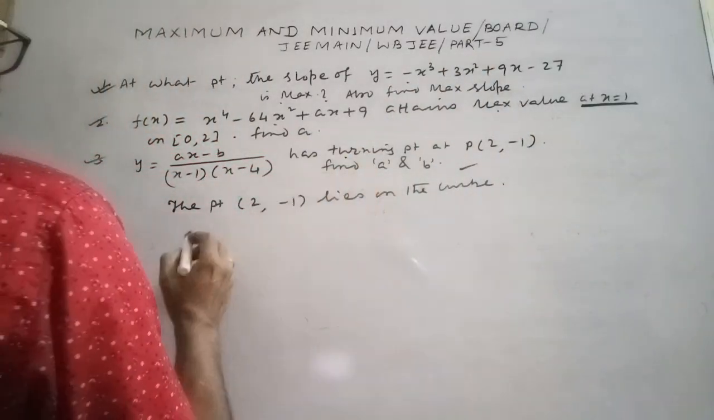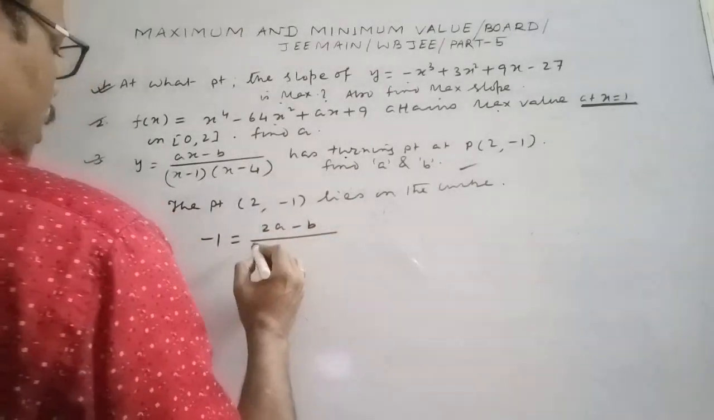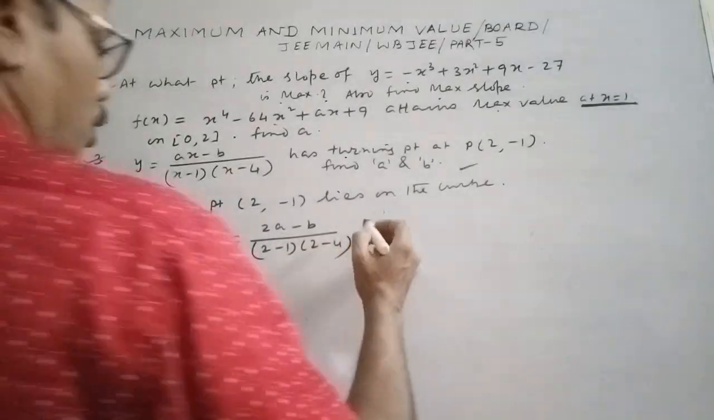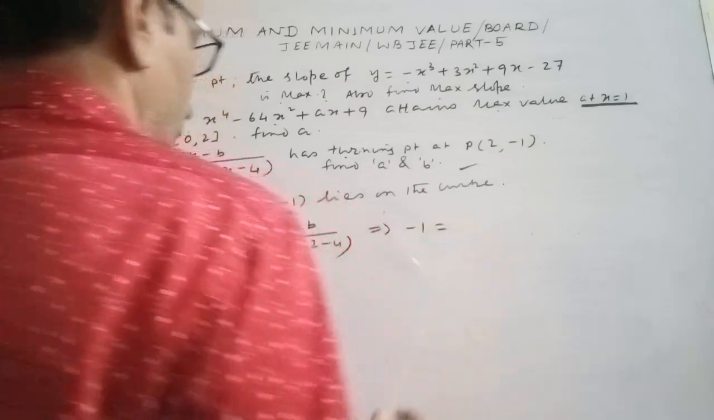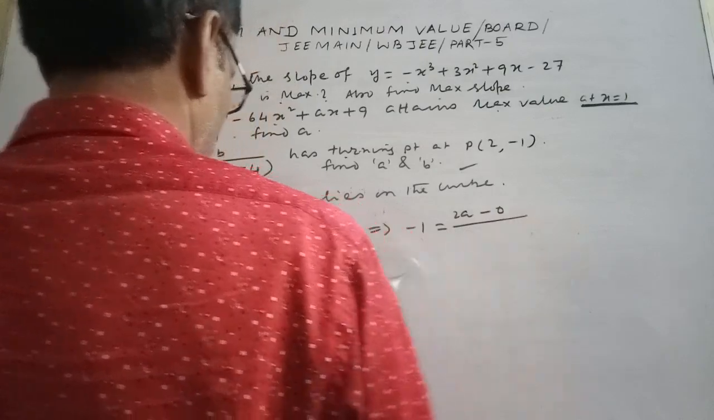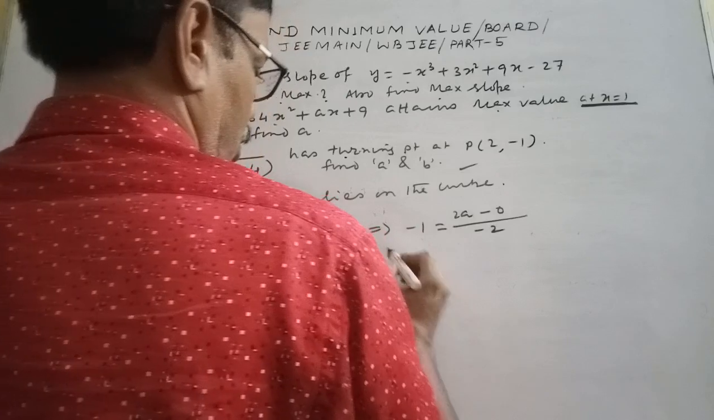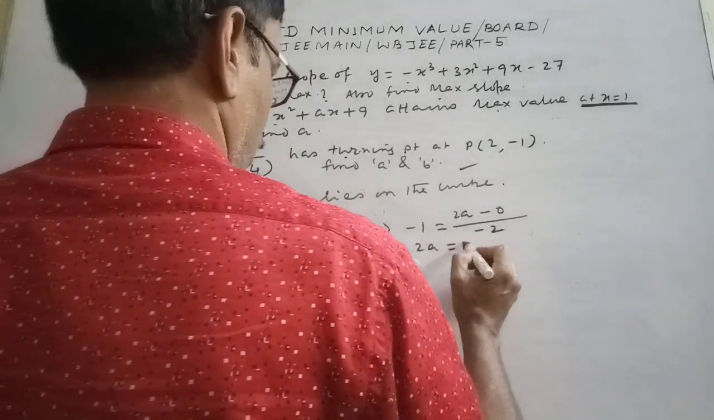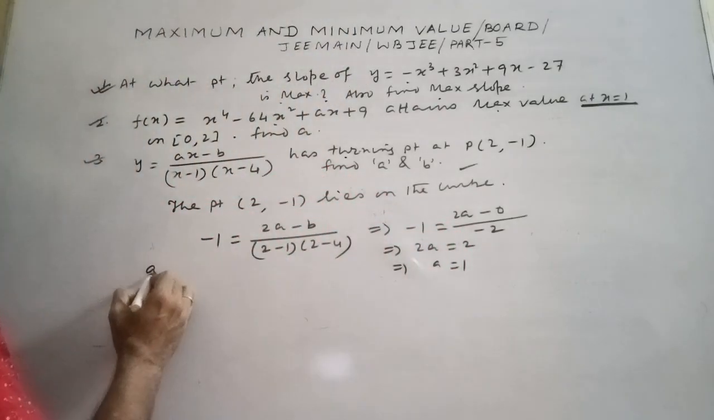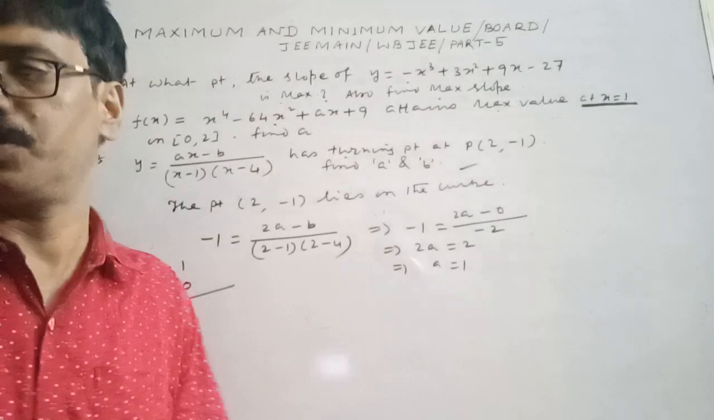So what is y? Y is minus 1. X is 2. So 2 minus 1, 2 minus 4 into 2a minus b. So this implies minus 1 equals, we have got b equals 0, so this is 1 and this is minus 2, so 2a equals 2. So a equals 1. So we are getting a equals 1 and b equals 0.